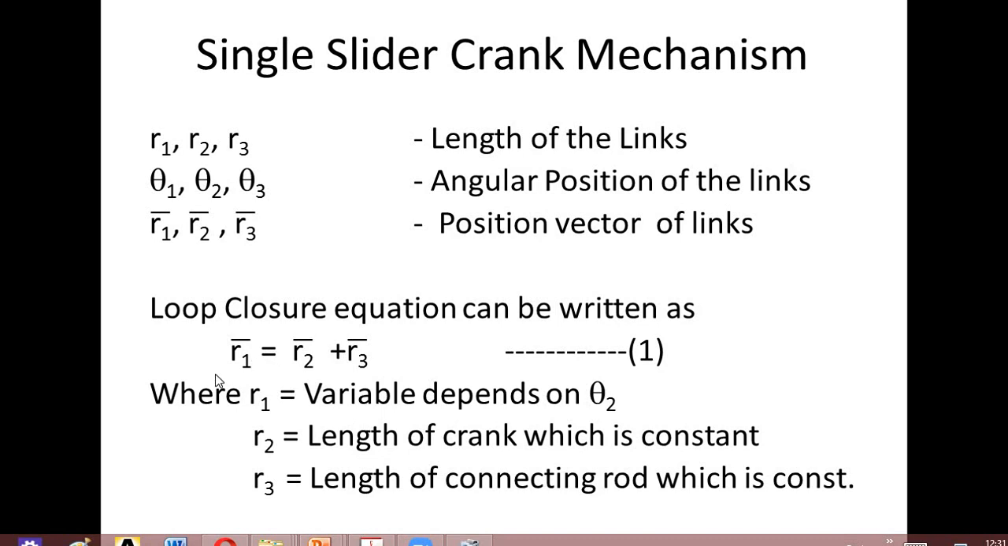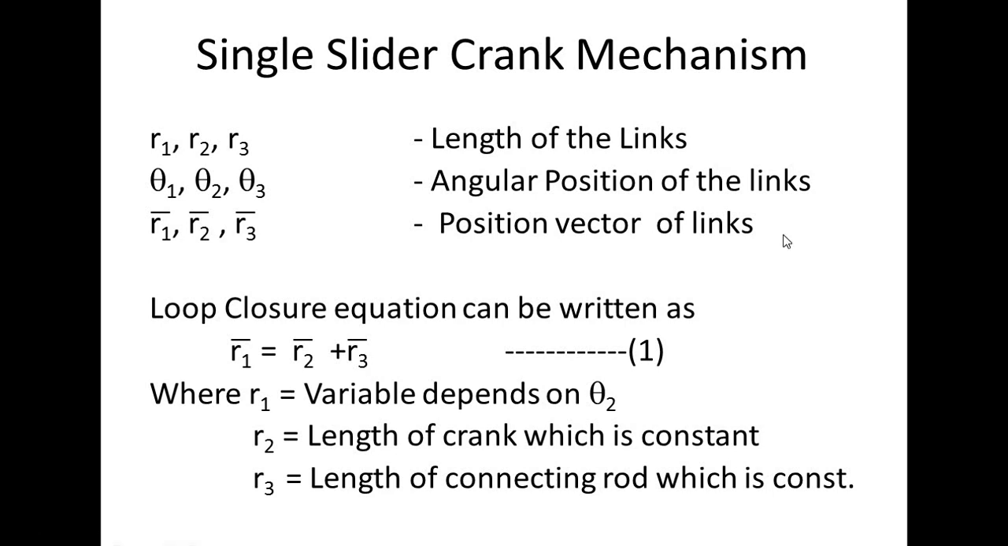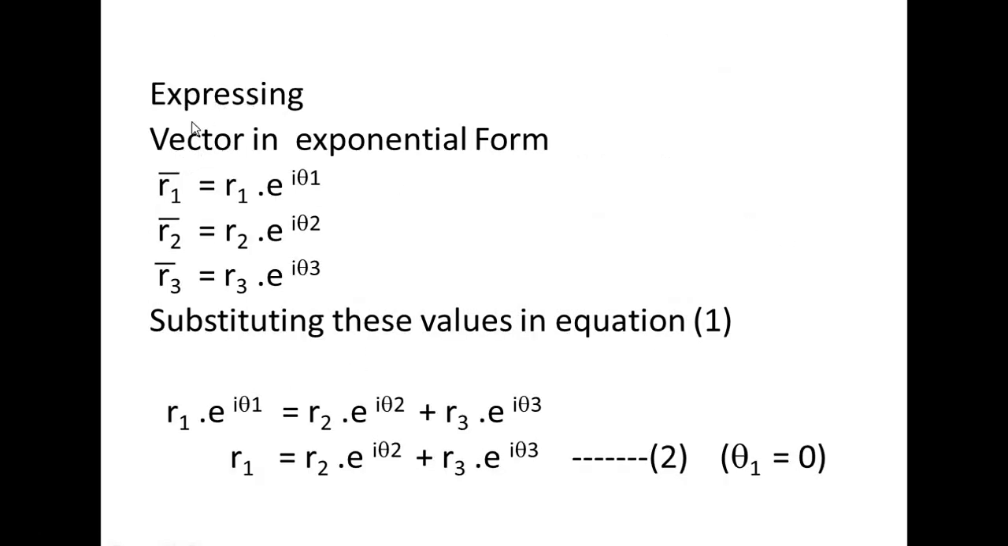Next we will represent the position vectors in exponential form. We can write R1 vector as R1 into e to the power of i theta 1, R2 vector as R2 into e to the power of i theta 2, and R3 vector as R3 into e to the power of i theta 3. Here R1, R2, R3 represent the magnitude or the length of the links.